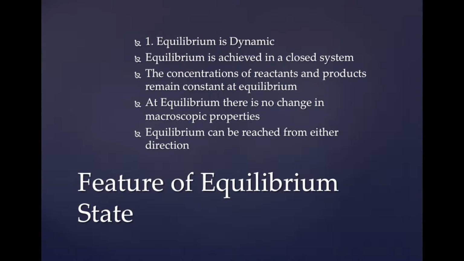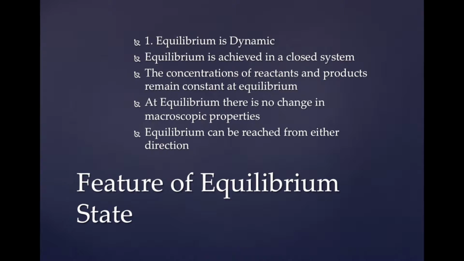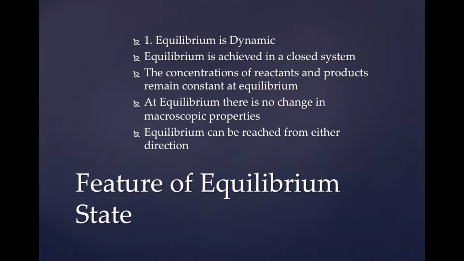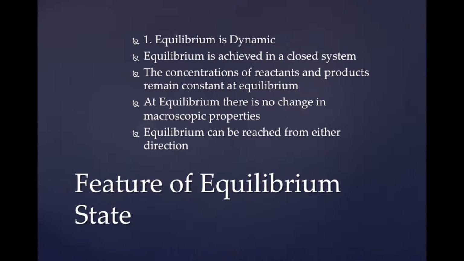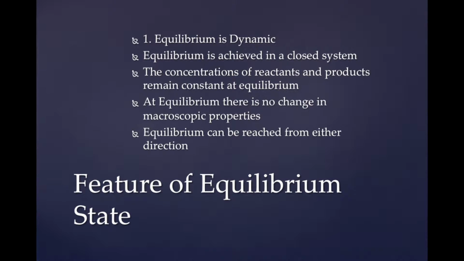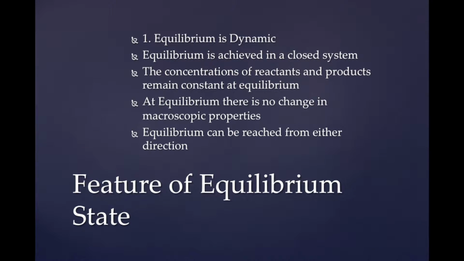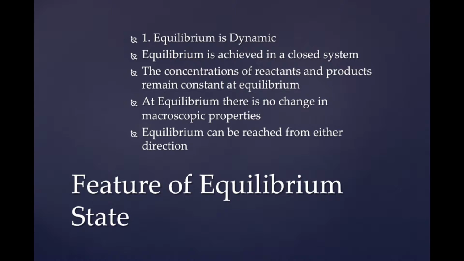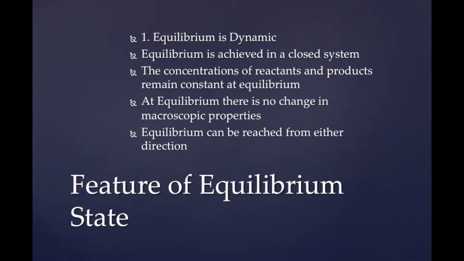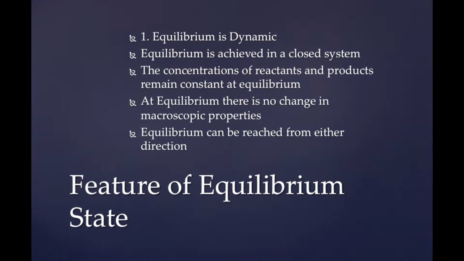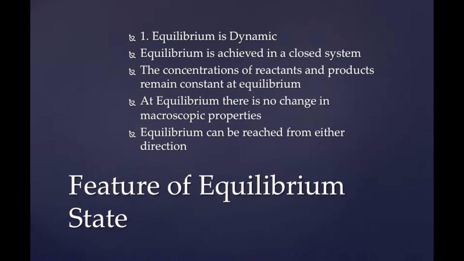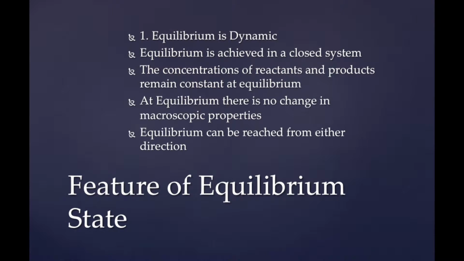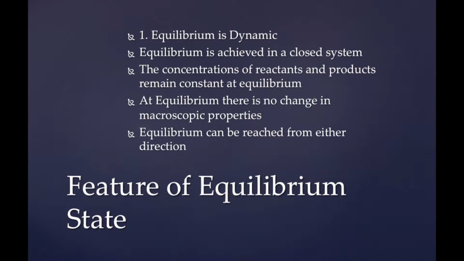Number 4, at equilibrium, there is no change in macroscopic properties. This refers to observed properties such as color and density. These do not change as they depend on the concentrations of the components of the mixture. Number 5, equilibrium can be reached from either direction. The same equilibrium mixture will result under the same conditions, no matter whether the reaction is started with all the reactants, all products, or a mixture of both.